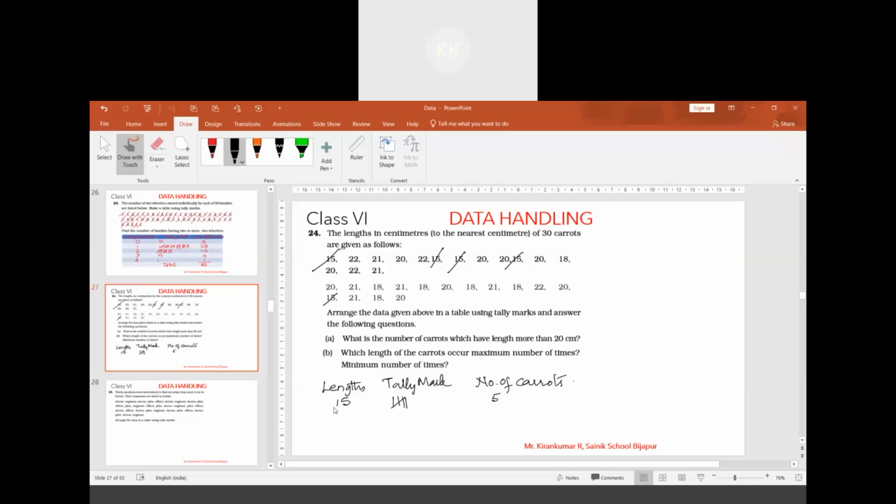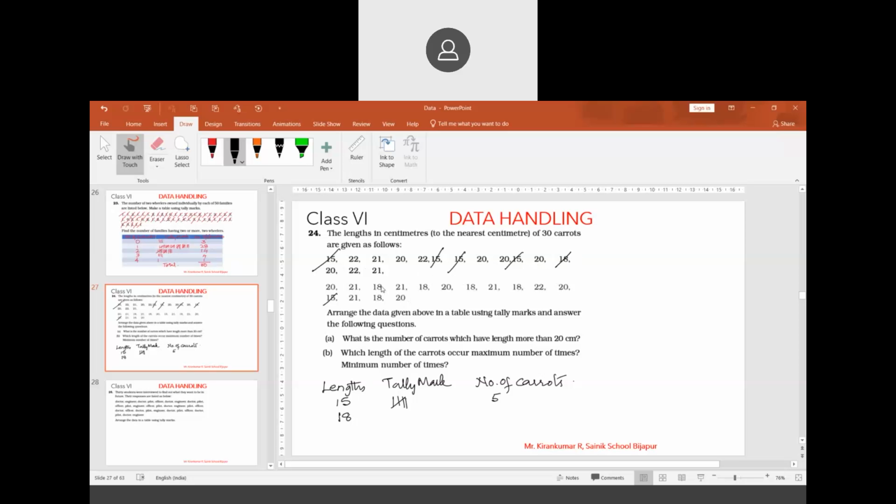So 5 carats of 15 centimeter length. Next, 16 centimeter is not there. 17 centimeter is also not there. 18 centimeters is there.